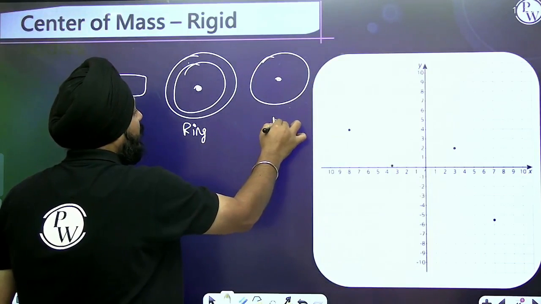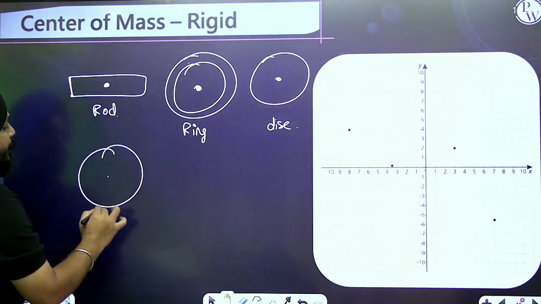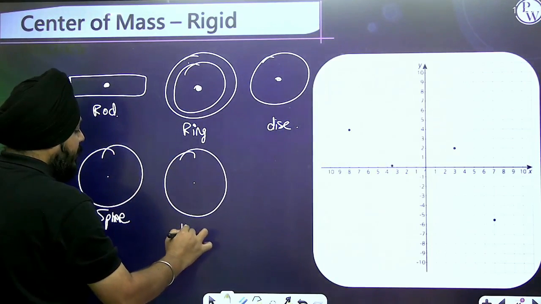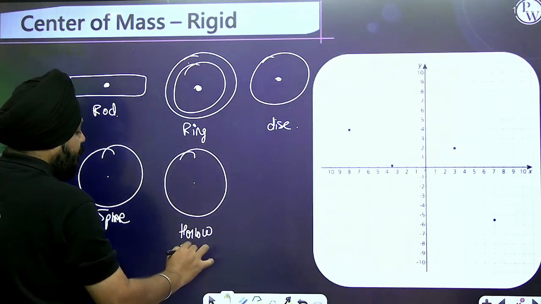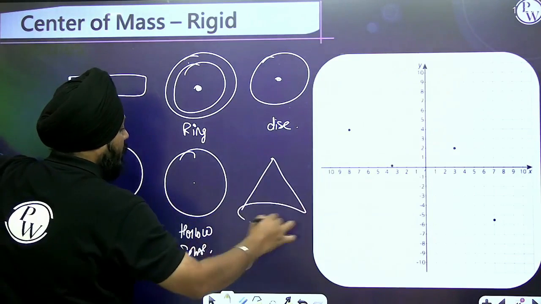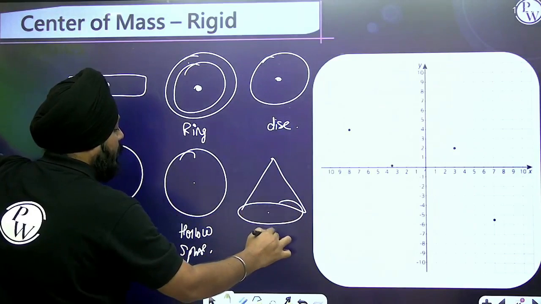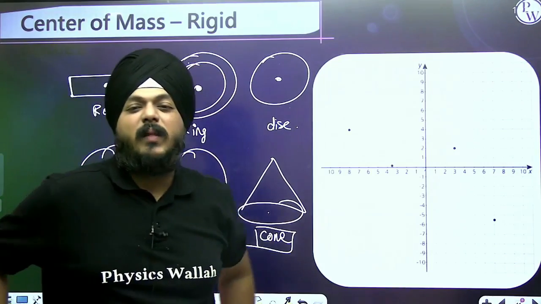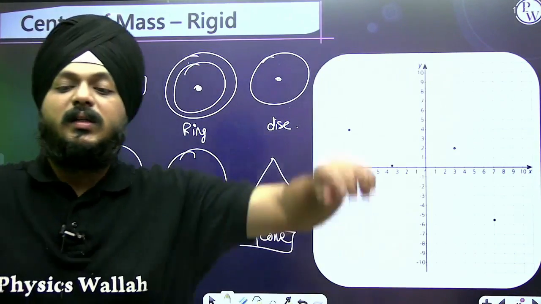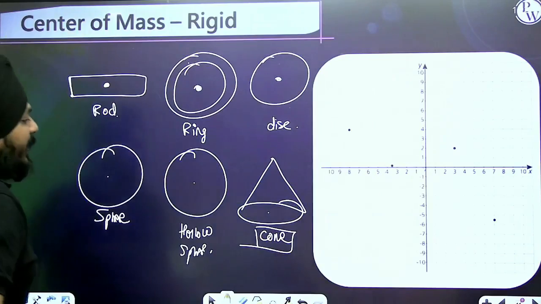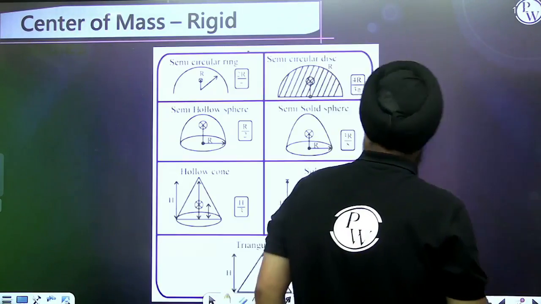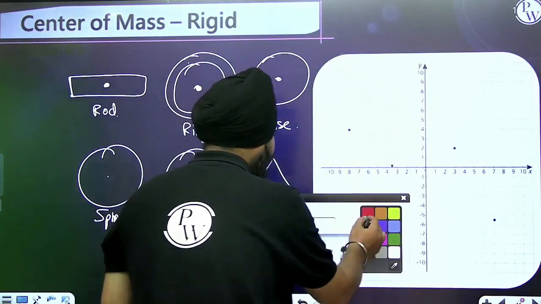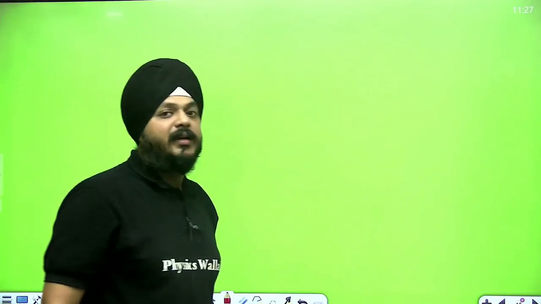Disc is a rigid body. Sphere is a rigid body. Hollow sphere is a rigid body. Cone is a rigid body. We are going to deal with all of those concepts, lots of things we are going to discuss. So discrete particle is over. Now we are going to move forward. See, before that, I think we need to discuss some examples with you all in detail. So for that, I need an extra slide.